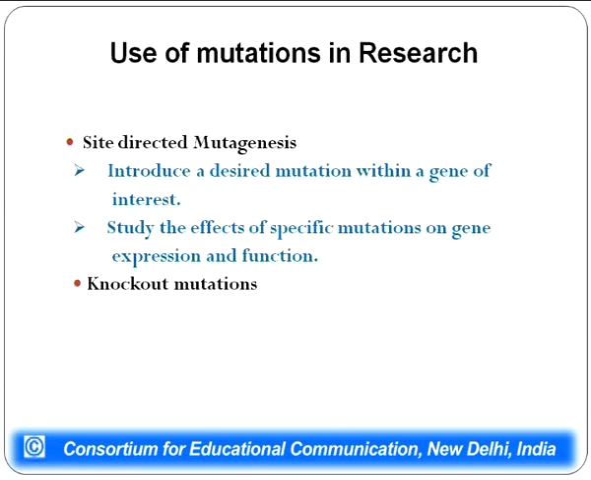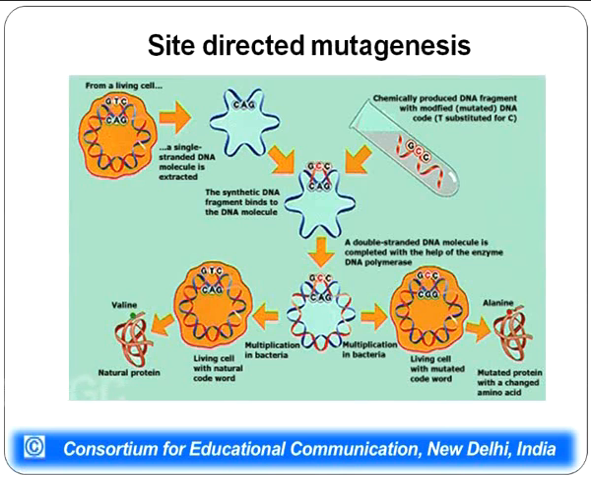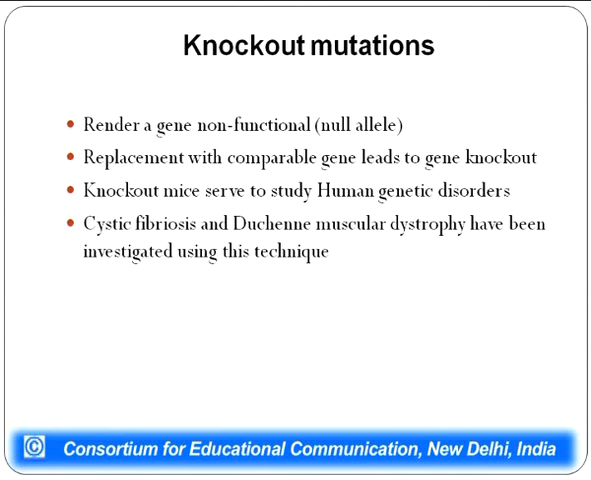Mutation has been used extensively in research also. There is site-directed mutagenesis, which can induce desired changes in the gene, and the effect can be found out. And there are knockout mutations, where a gene is turned into a non-functional gene, and then its phenotypic effect can be found out. This figure shows that specific changes can be introduced in the DNA, and it can be found out what these changes lead to in the structure and function of the protein. Also, knockout mutation leads to induction of a non-functional or null allele in the organism, and changes can be found out.